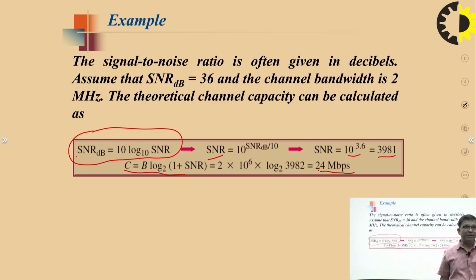So SNR dB you can calculate. SNR dB is equal to 10 log 10 SNR, and the capacity of this channel is 24 Mbps.